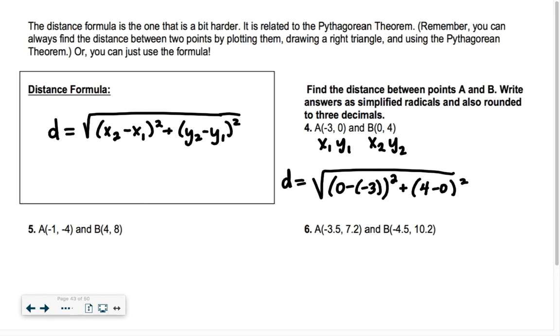No, I did do the x's first, didn't I? Okay, we're good. So I have 0 minus a -3, and then I do 4 minus 0. All right, so what I get is 0 minus a -3 is 3. So 3 squared plus 4 squared. So I get the square root of 9 plus 16, which is 25. So my distance is 5. Done.